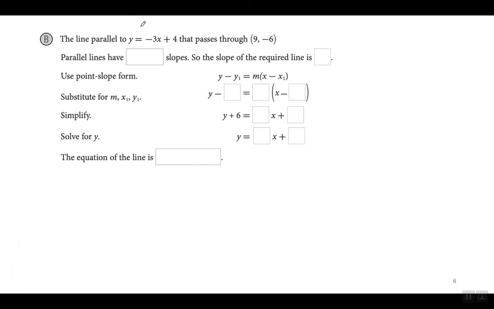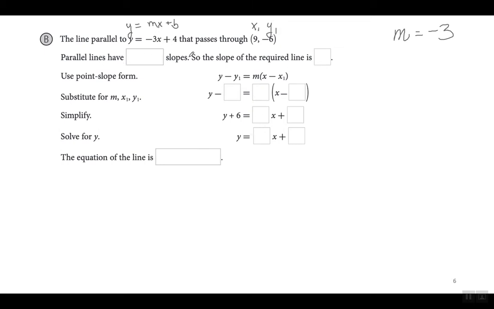Okay, so this line right here is in slope-intercept form. So the slope is negative 3. And it passes through this point. So I'm going to make that point x1, y1.